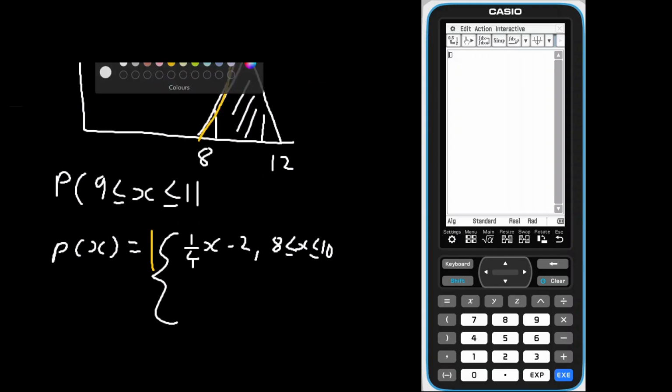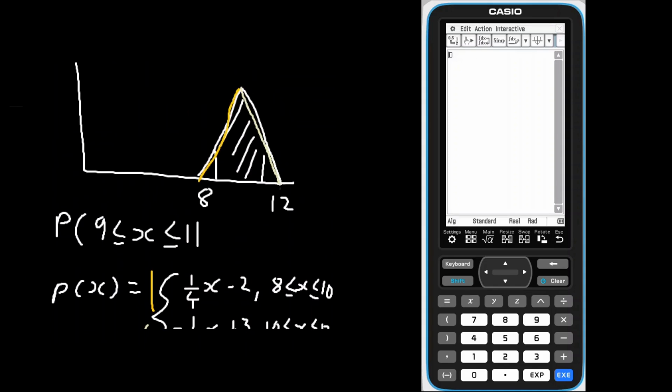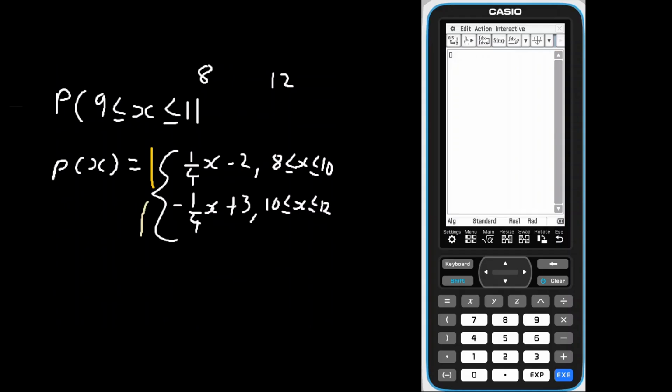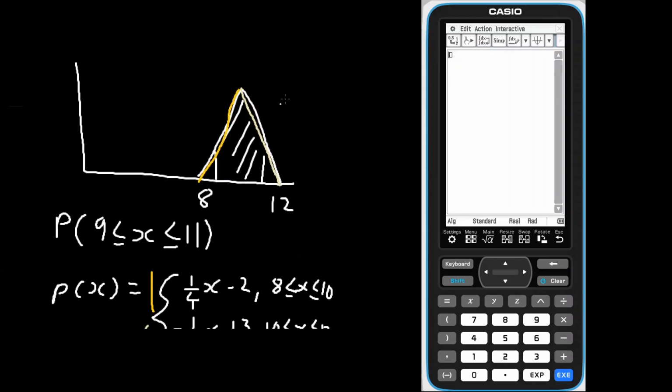The next bit is the downward slope. So minus x on 4 plus 3, from 10 to 12. Again, I'll put that in a different color so it's easy to see. What we're wanting to do here is now find the integral, which is, I guess, the area under the curve. So we're going to have to split it into two parts. At point 10, they change.